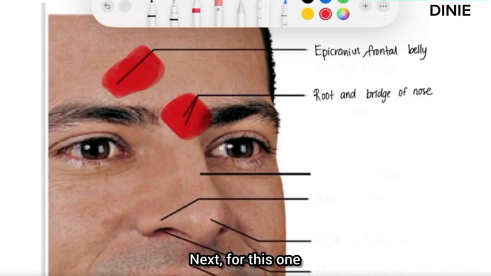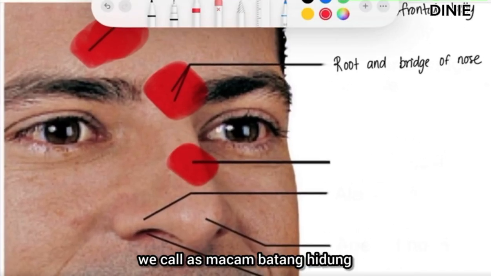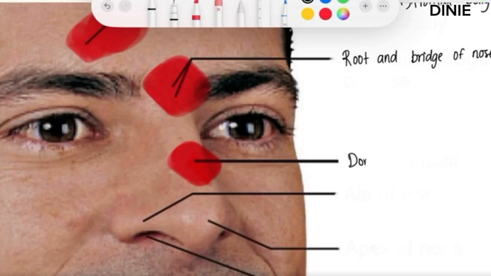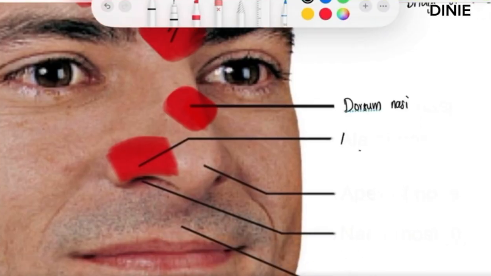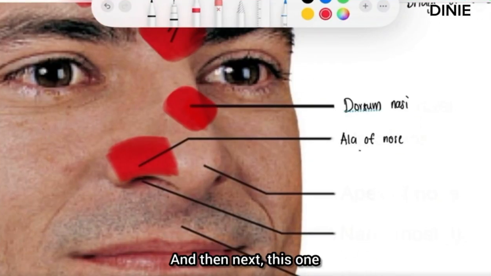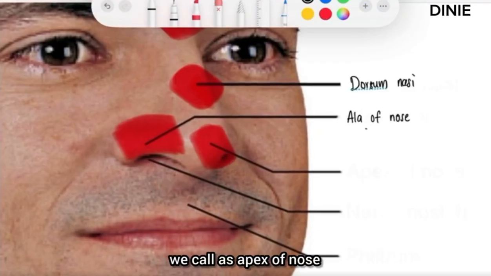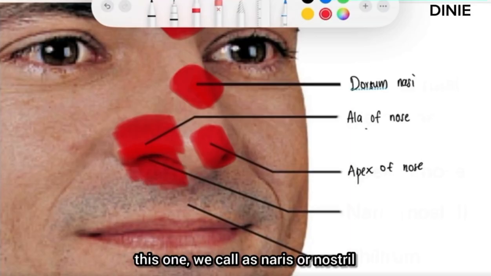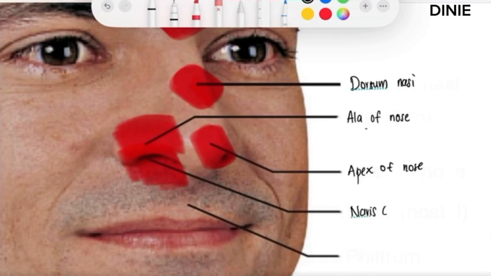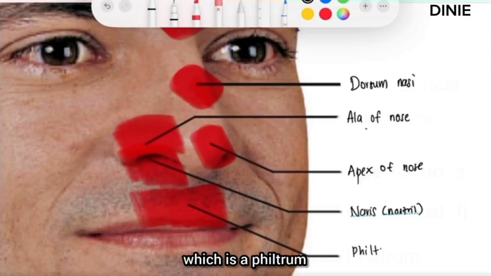Okay. Next, for this one, we call it the dorsum of the nose, the bridge of the nose. This one is dorsal maxilla. And then this one we call ala of nose. And then next, this one we call apex of nose. And this one we call nares or nostril. And then lastly, we have this one, which is the bill trap.